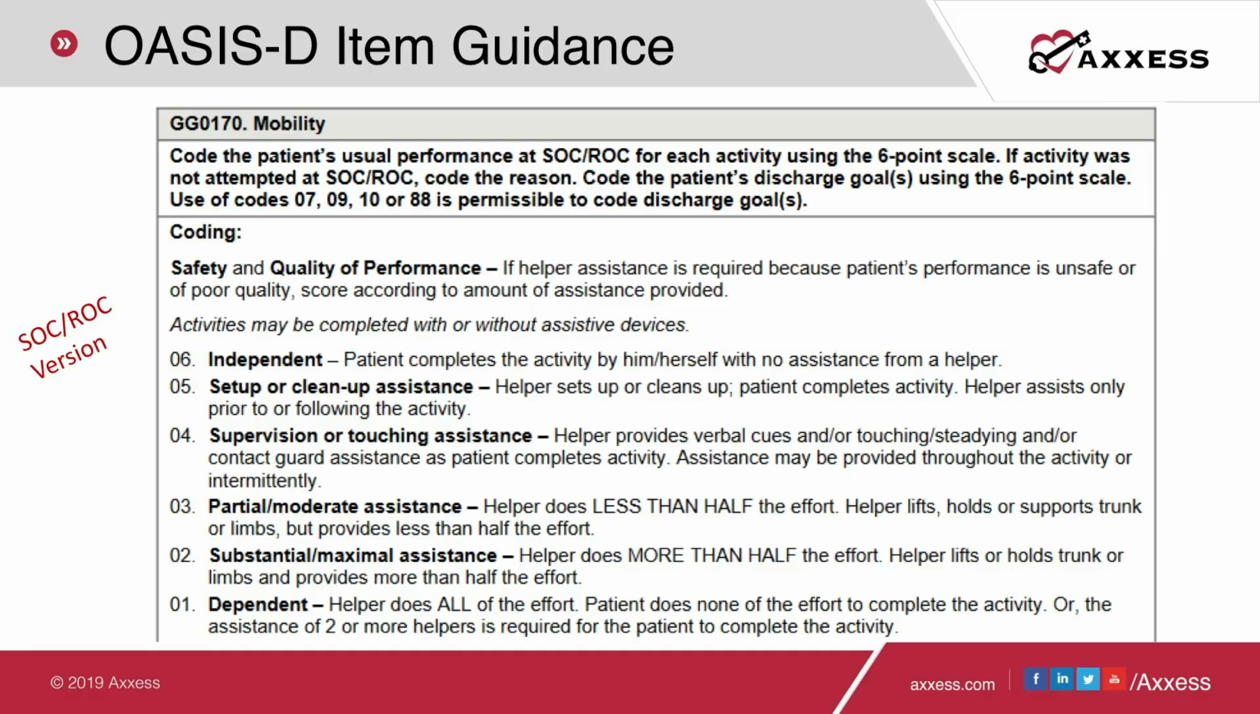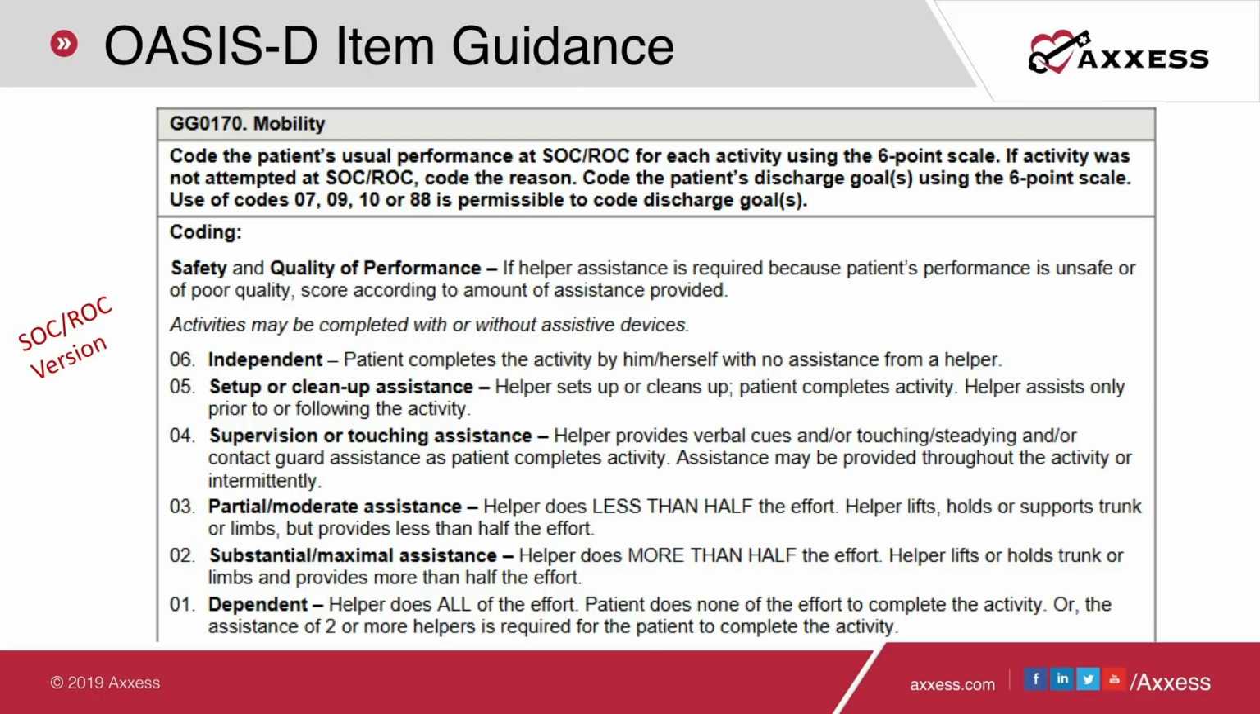Now for GG0170, we're looking at the patient's mobility, and I want you to note, as we did in the prior session, that you have different versions of the question depending on which timeline you're assessing. For the start of care and resumption of care, you're going to have different items being asked than you would at follow-up and then at discharge. For this particular item, we're coding the patient's usual performance at start of care and resumption of care for each activity using the 6-point scale, which is what we see here on the screen.